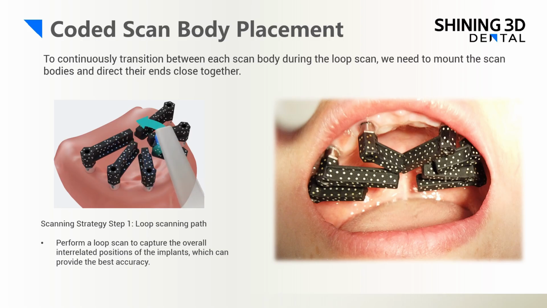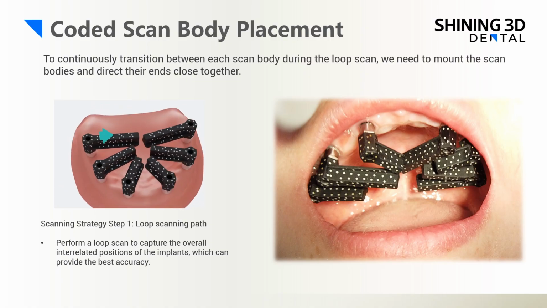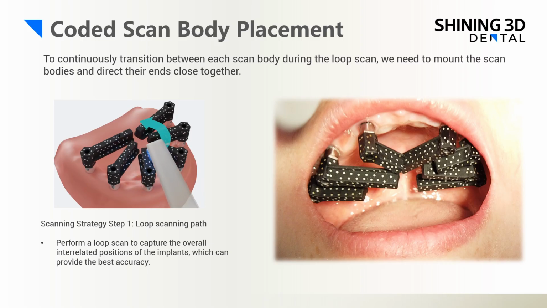As we just mentioned, all the high accuracy coded scan bodies inside the patient's mouth should be closely connected with each other and pointing to the central area, which makes it possible to start scanning from one end of the high accuracy coded scan body to the other end to make sure all the markers are accurately captured. And then, all the ends or most of the ends of the high accuracy scan bodies stay closely with each other.